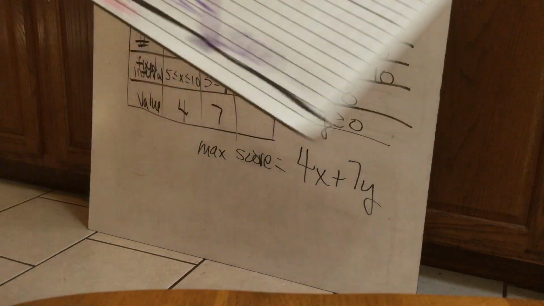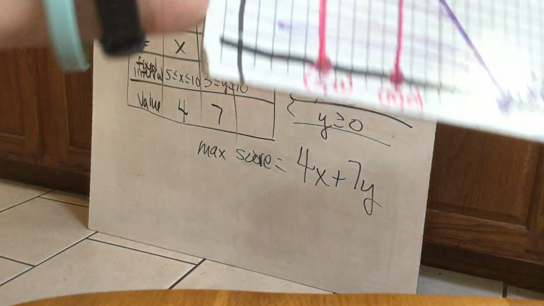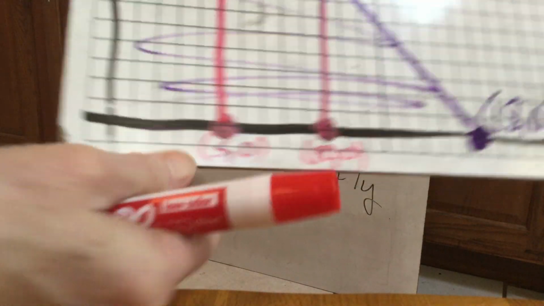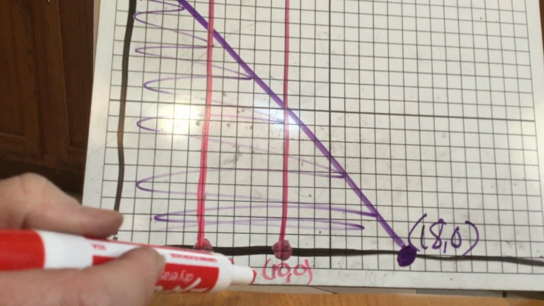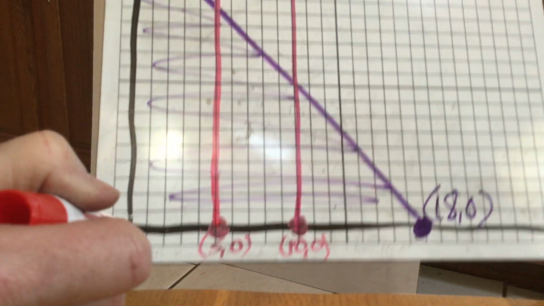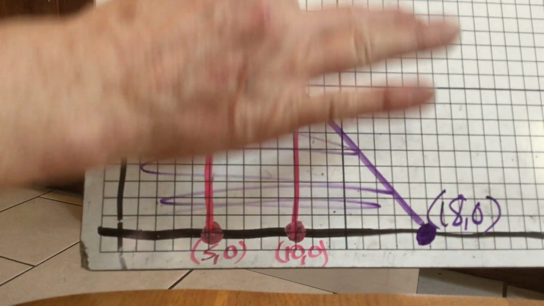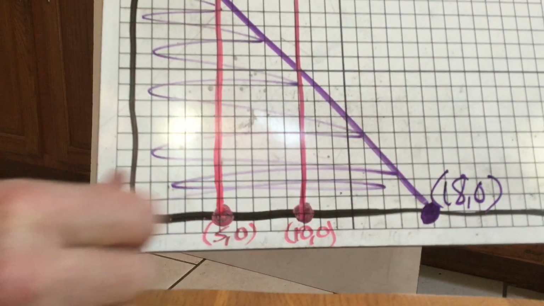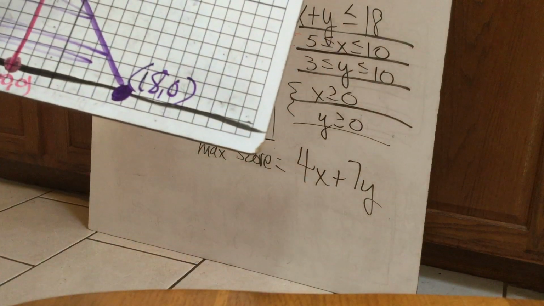Then I'm going to draw lines, vertical lines, straight up, creating a bar here that represents all the points that have x values between 5 and 10. So all of your x's are in this area right here. This is where your points are now. So I'm going to shade in between those two lines.